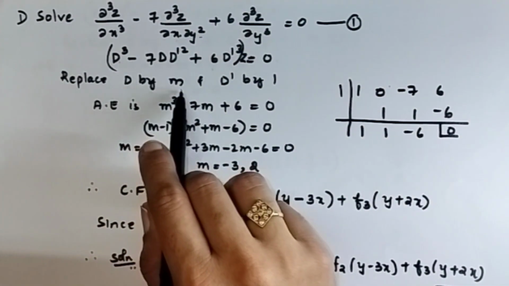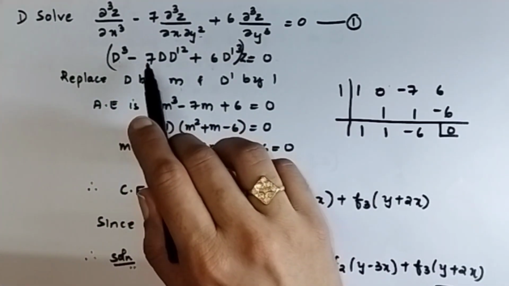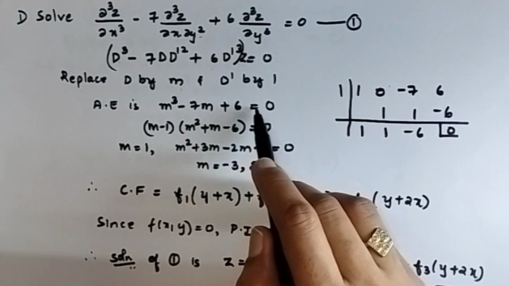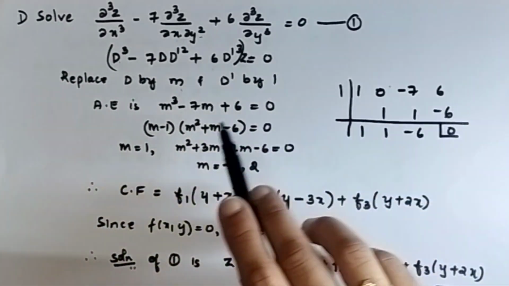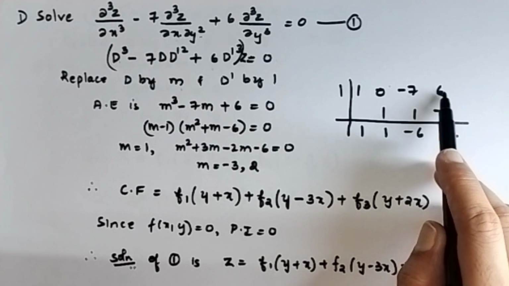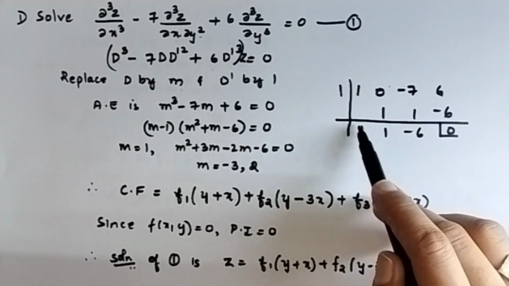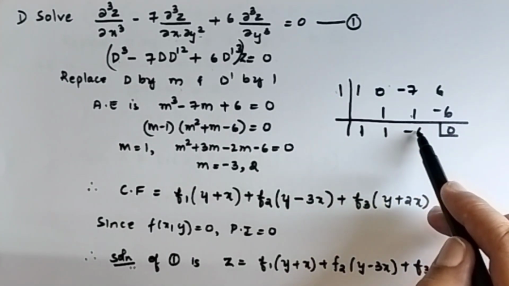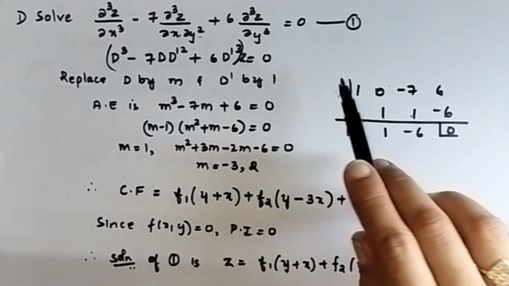Now replace d by m and d dash by 1. So you will get the auxiliary equation m cube minus 7m into 1, it is 7m, plus 6 into 1, that is 6, equal to 0. It is a cubic equation. You can go with the synthetic division method. 1, coefficient of m square is 0, minus 7, then constant is 6. We will check is 1 a root, write here 1, write this as it is 1, 1 ones are 1, 0 plus 1, 1, 1 ones 1, minus 7 plus 1, minus 6 into 1, minus 6, 6 minus 6, 0. Yes, 1 is a root.